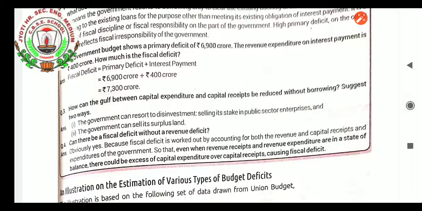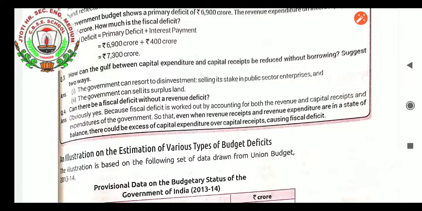How can the gulf between the capital expenditure and capital receipt be reduced? The two ways are there. If the capital receipt is less as compared to capital expenditure, then what can the government do? Disinvestment, that is selling its shares in public sector enterprises to the private sector. Second, whatever assets the government has, such as surplus land or anything else, it can sell off to the private sector, so that it is credited.